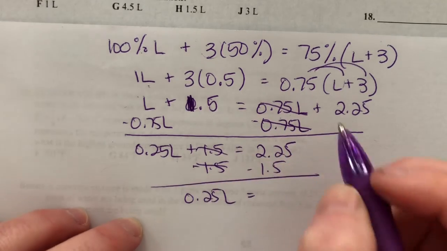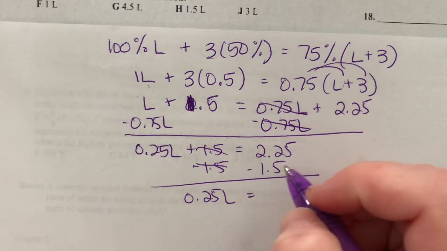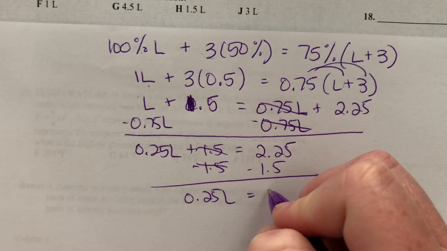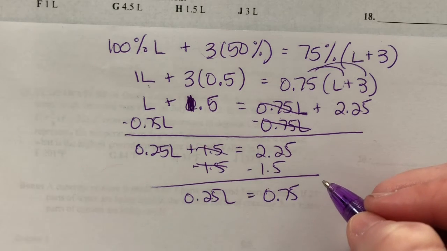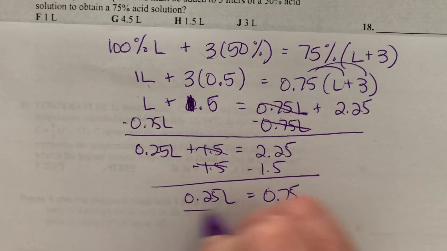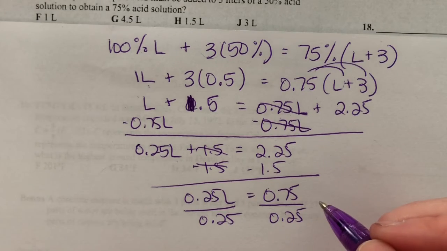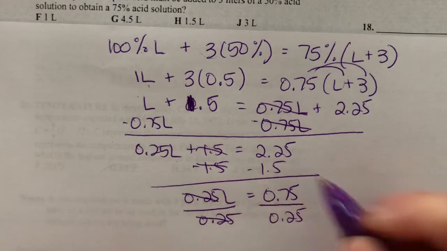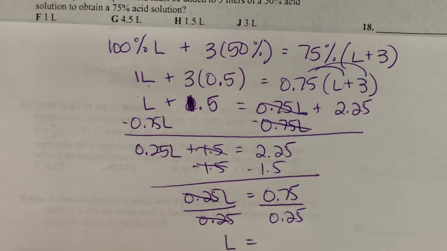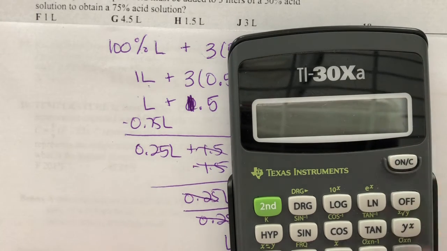0.25 L equals 2.25 minus 1.5, which is 0.75. $1.50 plus 75 cents equals 2.25. And then we want to divide both sides by 0.25. Again, if you get this, fantastic. If it's too confusing, please don't stress over it. Just move along. L equals 0.75 divided by 0.25. Oops, not times. 3.